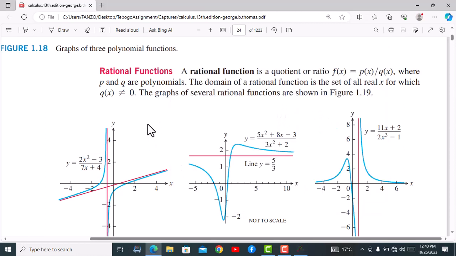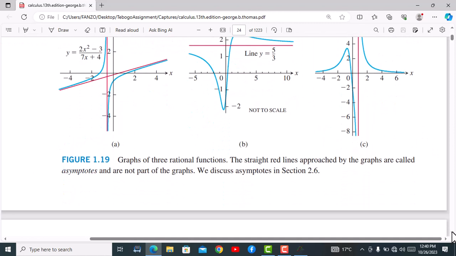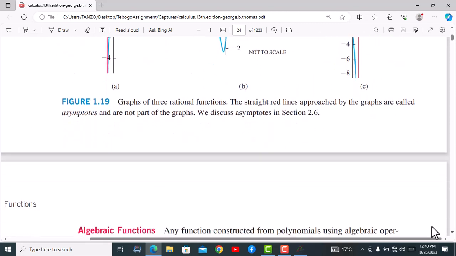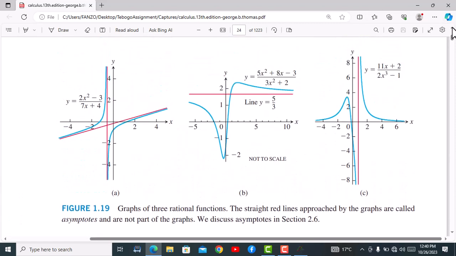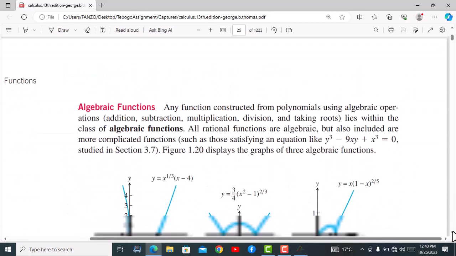So what is happening there? A rational function is a quotient or a ratio of two polynomials, p and q. Okay, that is fine. And then there are a few things that we want to learn from that. Graphs of three rational functions. This is just a polynomial. It's a rational function. What is it that we need to learn from this?